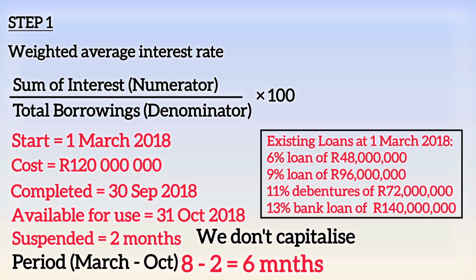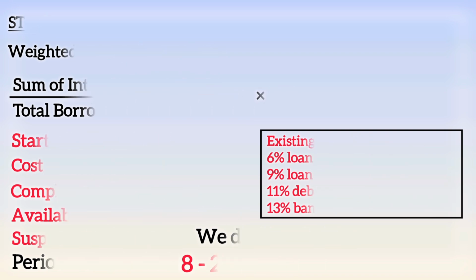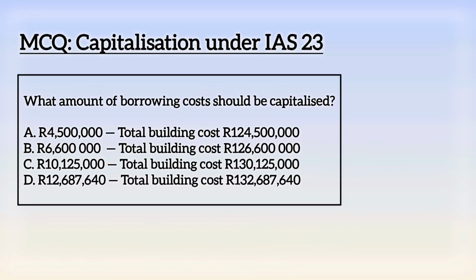So before I dive into it, I want you to pause this video. I want you to take some time and do it yourself. I'm going to make it a multiple choice question. Here is your multiple choice question. Capitalization under IAS 23 using the weighted average method. What amount of borrowing cost should be capitalized?